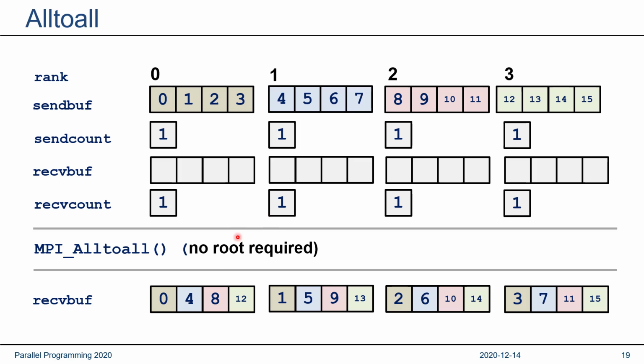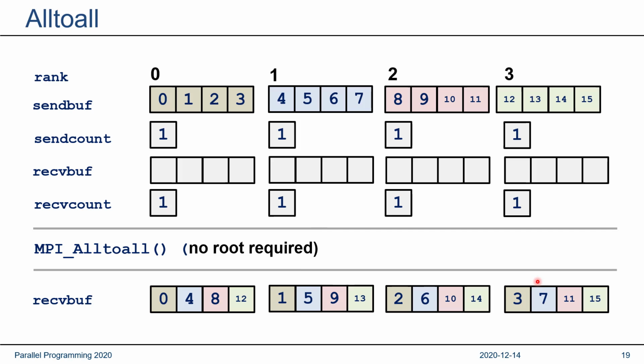Or you could view it the other way around. Rank 0 executes a gather and gathers the first chunk of all the other ranks into its local receive buffer: 0, 4, 8, 12. Rank number 1, the second rank, does the same. It executes a gather operation, but now on the second chunk of each rank, which means it gets the second element of each of those arrays: 1, 5, 9, 13, and so on.